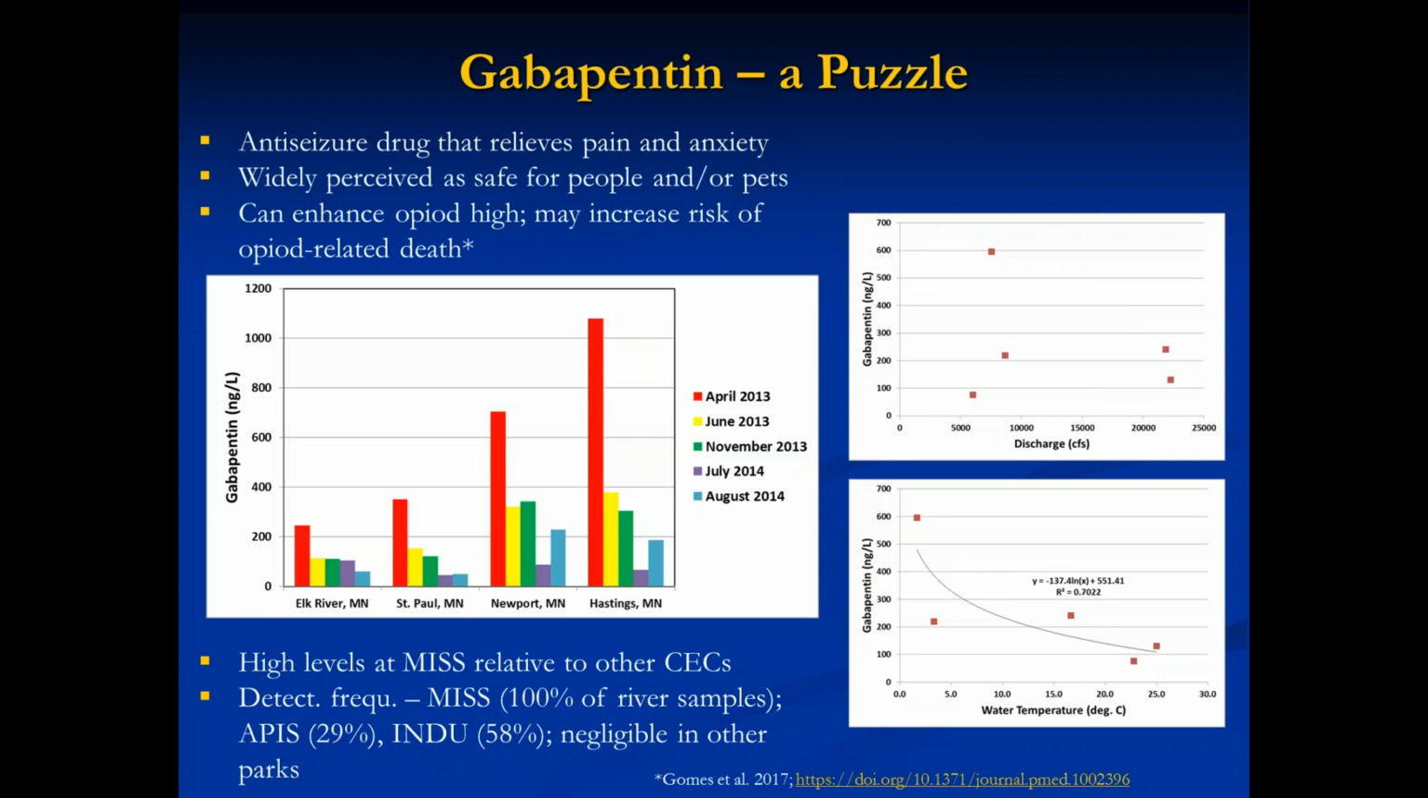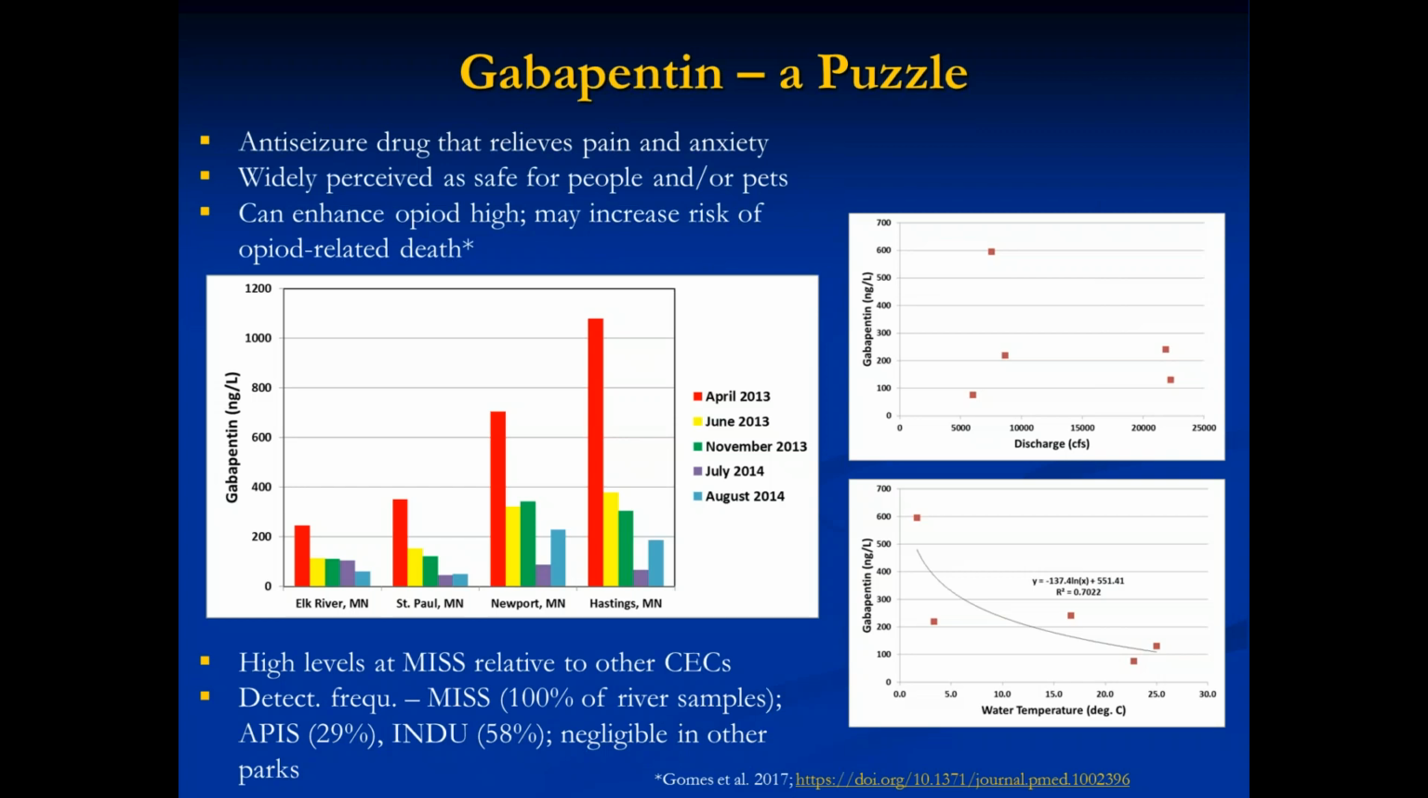Gabapentin is an anti-seizure drug that relieves pain and anxiety. It's, at least historically, widely perceived as safe for people, and it's actually given to pets as well. Through a little bit of internet research, I've come to find out that gabapentin taken in conjunction with opioids can increase the opioid high. And actually, if you take too much of it in conjunction with opioids, it does increase the risk of opioid-related deaths.